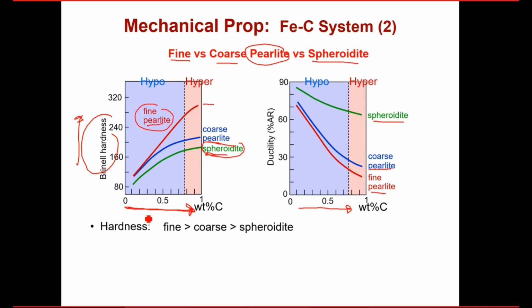So hardness के मामले में fine would have the highest hardness, coarse की कम और spheroidite की उससे कम। और ductility के मामले में it is exactly the opposite. Fine would have the lowest ductility and spheroidite would have the highest ductility.